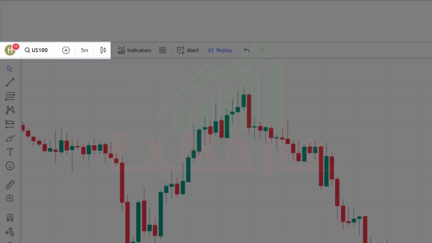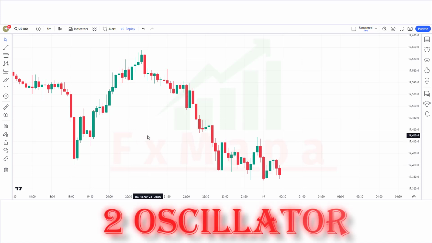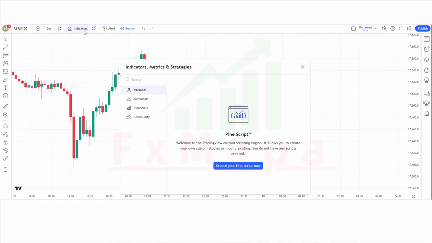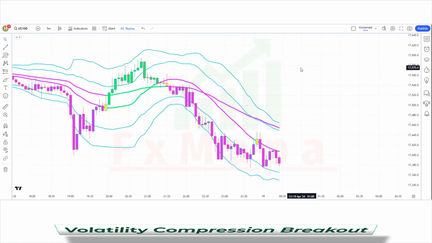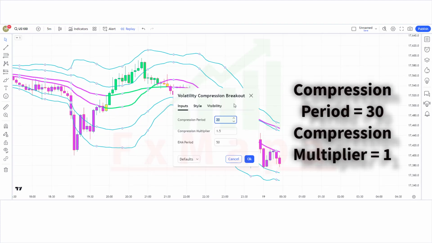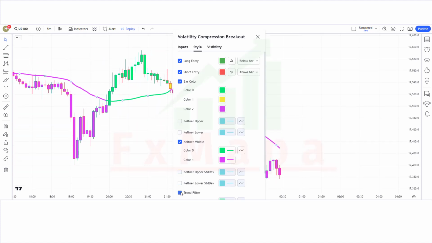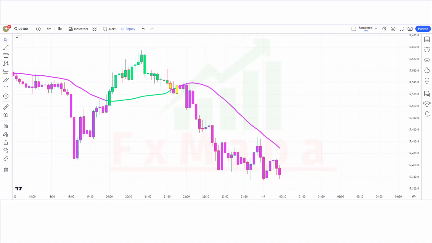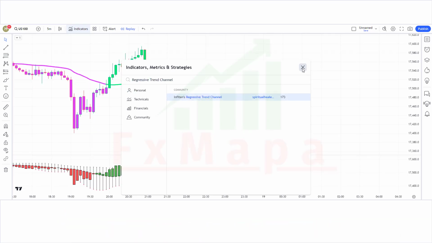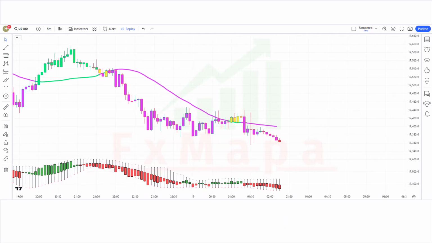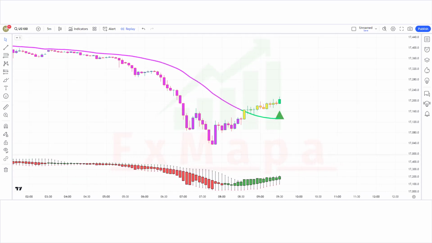We are going to test this strategy on the 5 minutes time frame in the US 100 chart. In this setup we would require two oscillators. The first indicator's name is volatility compression breakout. Keep the indicator settings as I have shown here. The second indicator's name is regressive trend channel. Setup is ready. Now, let's understand the concept where we will take buy and sell trades based on their conditions.